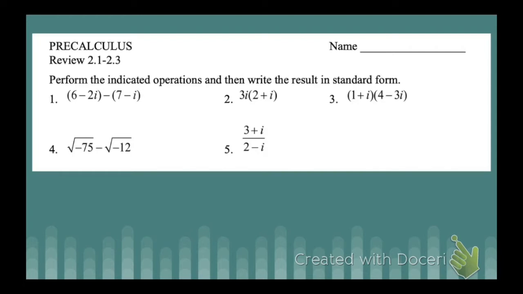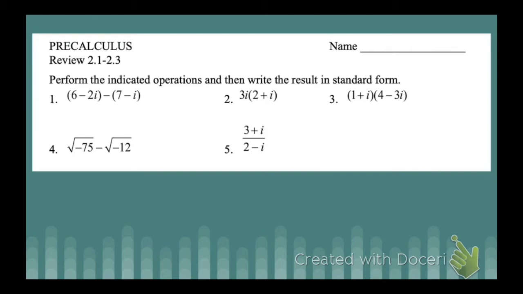So problem 1, we're subtracting, so make sure you distribute your negative to 7 minus i, and then combine like terms. Problem 2, we're distributing 3i. Don't forget, i squared is equal to negative 1, so don't leave an i squared in your final answer. Problem 3, box method or FOIL. Remember, don't leave an i squared in your final answer. Make sure you replace that with negative 1.